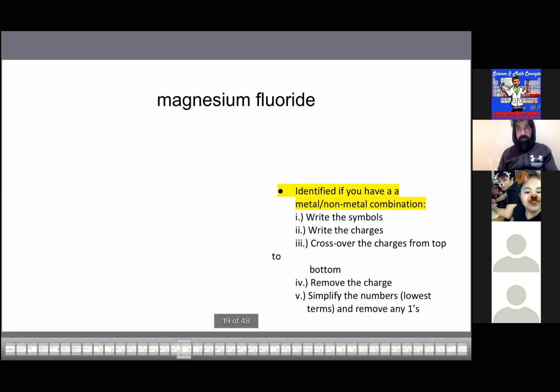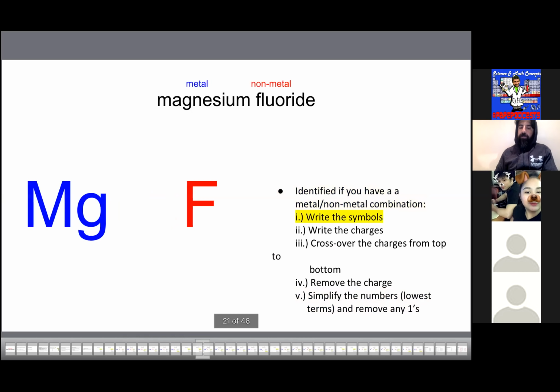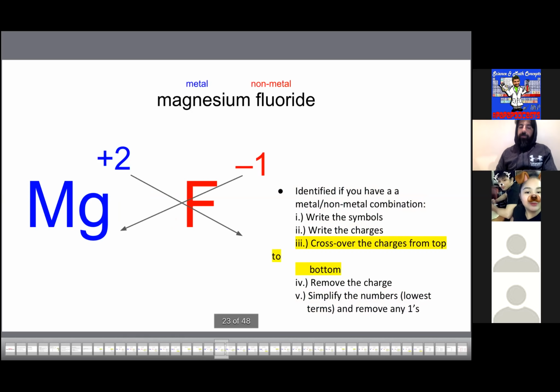It's still simple. We follow the rule: identify metal, non-metal, and we have the metal, non-metal combination. So let's write the symbols. After we write the symbols, write the charges. After we write the charges, we cross over from top to bottom.